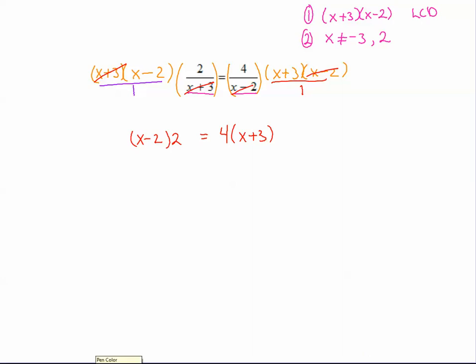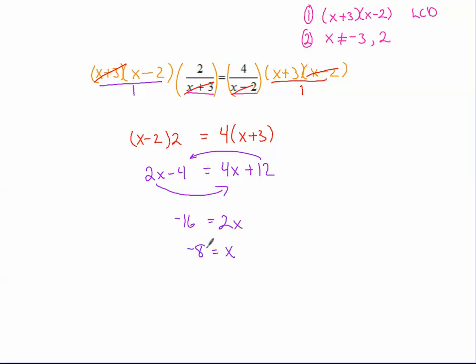So I need to distribute here, so this is going to be 2x minus 4 is equal to 4x plus 12. Since this is a linear equation, I'm just going to move all my x's to one side, so I'll move this over here, and so I have 2x, and I'll move the 12 onto this side, and then that is going to be equal to negative 16 when I subtract the 12. I divide, and I have x is equal to negative 8.